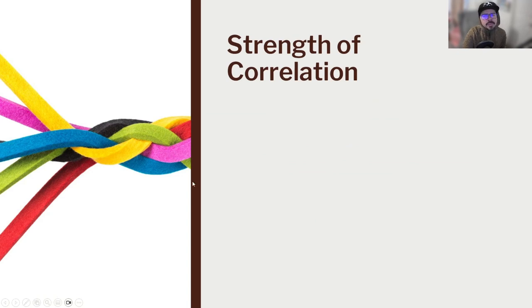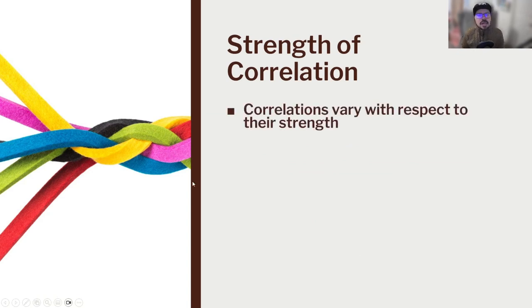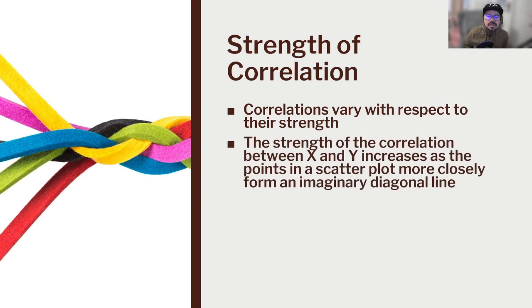So let's learn a little bit more about the strength of the correlation, again, as described with the numerical value. Correlations vary with respect to their strength. The strength of the correlation between x and y, each of our variables, increases as the points in a scatter plot more closely form an imaginary diagonal line.